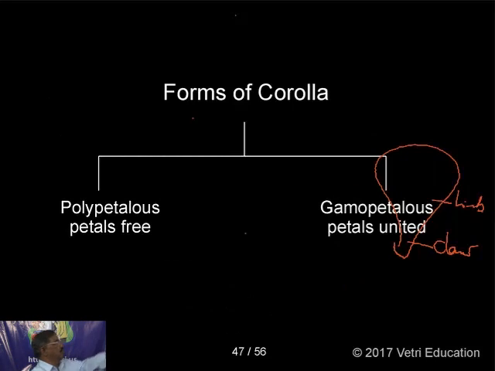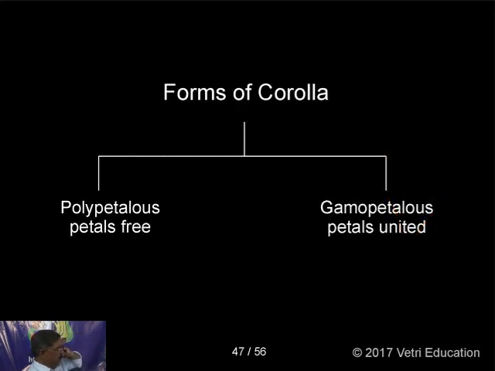The forms of corolla. Here also you can have polypetalous corolla and gamopetalous corolla. Here the petals are free and petals are united. Now let us see different forms of the corolla.